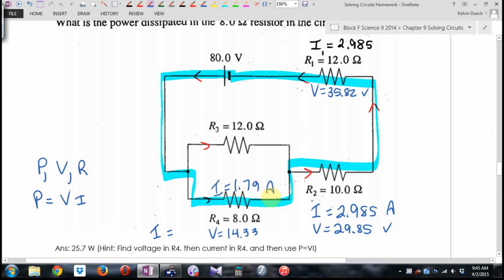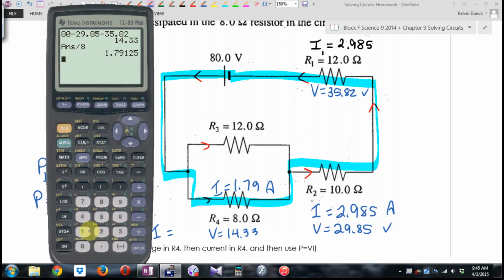So the power is going to be V times I, and I'll use my answer button rather than retype it because it's less work. 25.7 watts. Please tell me that's what the answer says. I hope. There you go. Oh, yeah, 25.668. We round off a little bit.